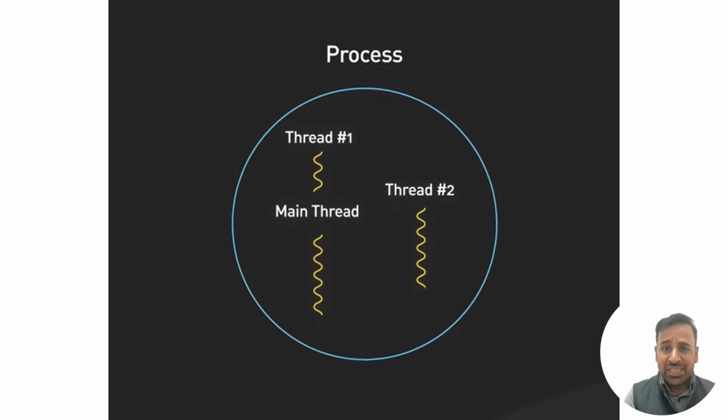So now let's go inside one house. If the house is a process, then the family members living inside the house are the threads. There is a big confusion between process and thread, so in this diagram you can easily understand. Every house has at least one person, the main thread.